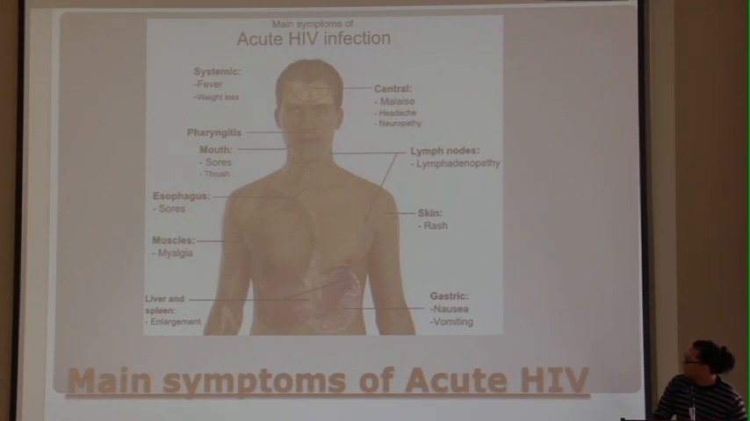So this picture just gives us a diagram of some of the main symptoms of acute HIV infection. Commonly, you'll see fever, weight loss, mouth sores, malaise, headaches, and I'll go into more detail in the next slide.